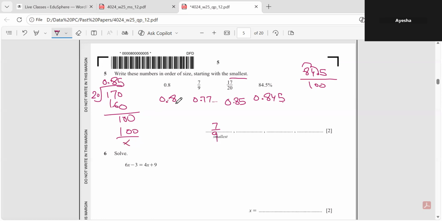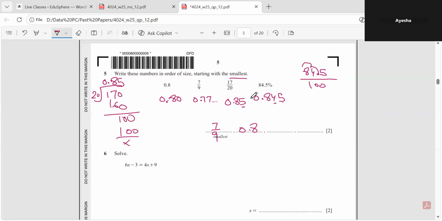Then comes 0.8, because 0.8 means 0.80. If I compare it with this one, this is 5 and this is 0. So this will be smaller. So I'm going to put 0.8 here. Then if I look at these two numbers, if I compare these two, one has 4 in the second decimal place and the other has 5 in the second decimal place.